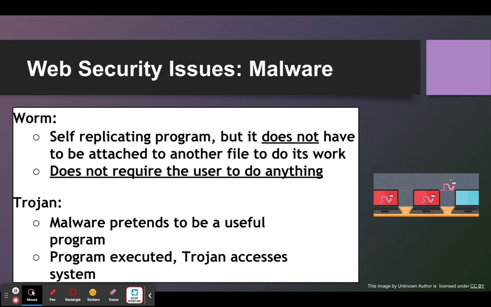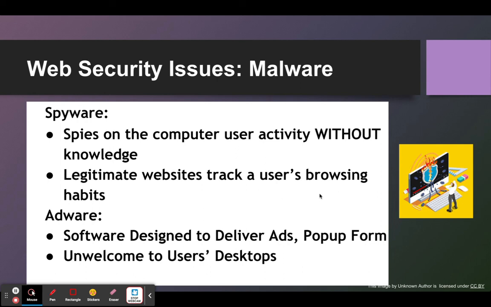A Trojan is malware that pretends to be a useful program. When the program is executed, the Trojan accesses your system. Spyware spies on a computer user's activity without your knowledge. Okay, that's important. Legitimate websites also track users' browser habits. There's adware, software designed to display ads, pop-ups unwelcome on users' desktops.